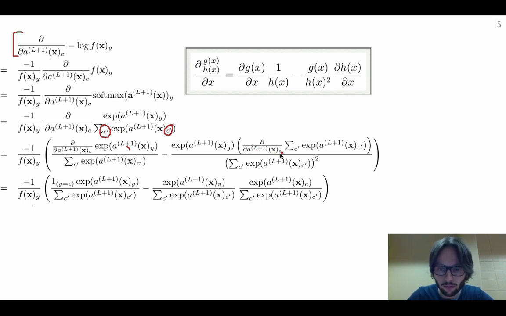Now, if we do the partial derivative with respect to the cth output of the sum over all outputs of the exponentiated pre-activation, so we take the exponential of all the C prime pre-activations. Well, if C prime is not C in this sum, then we're doing the derivative with respect to a constant, so the term is 0. And otherwise, for C prime equal to C, we have the derivative of the exponential, which is the exponential. Okay, so the partial derivative of this whole sum reduces to just the exponential of the cth pre-activation, because it's the only term that depends on the cth pre-activation.